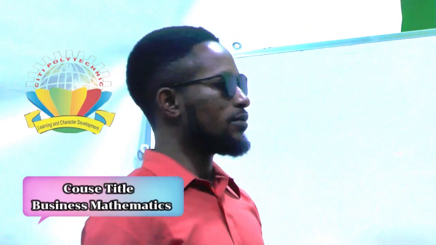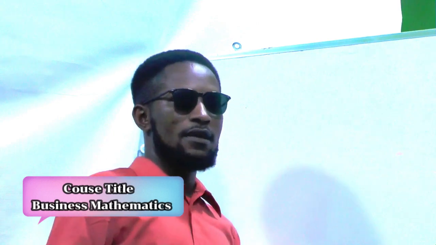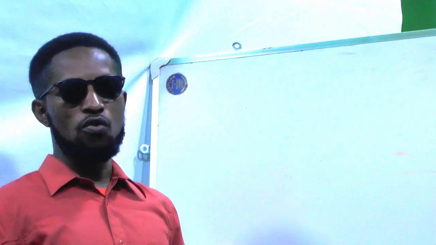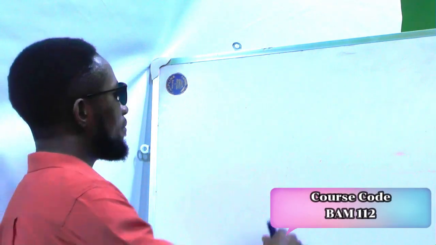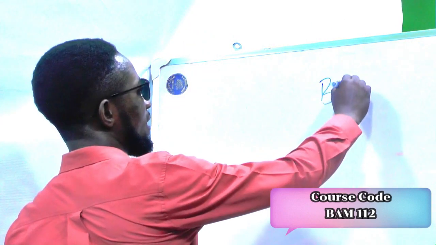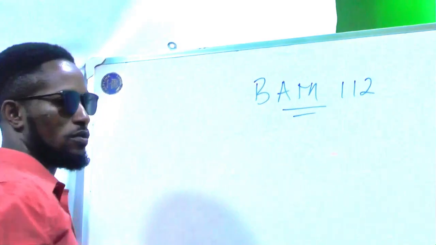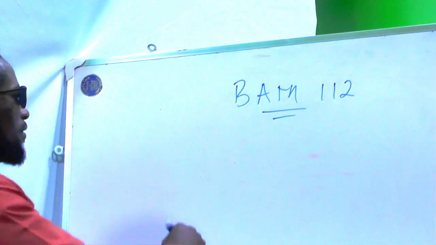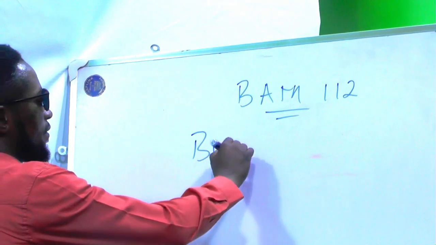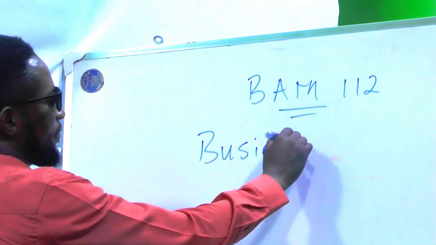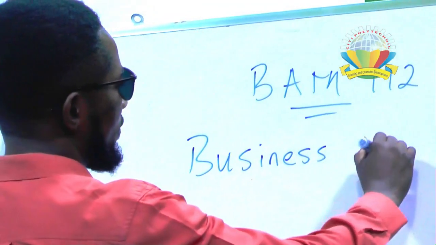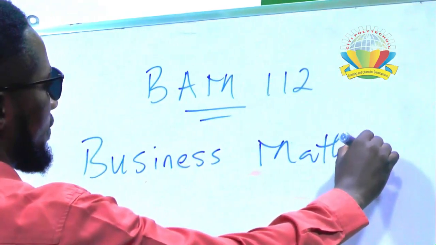Don't forget, I told you earlier that the course title is Business Mathematics and the course code is BAM 112. You can see that on the board. That is BAM 112, the course code. But the course title is Business Mathematics.